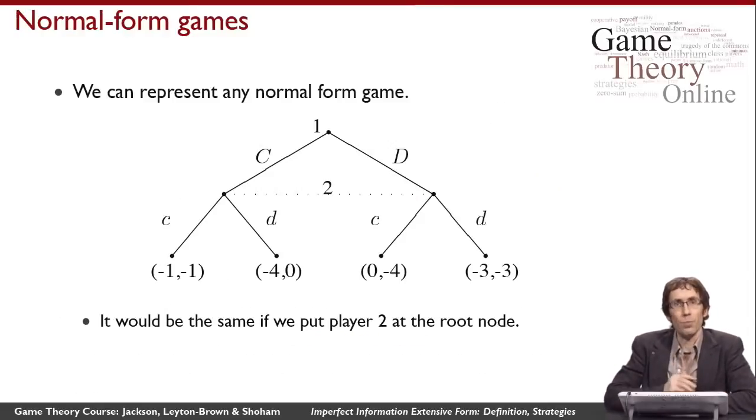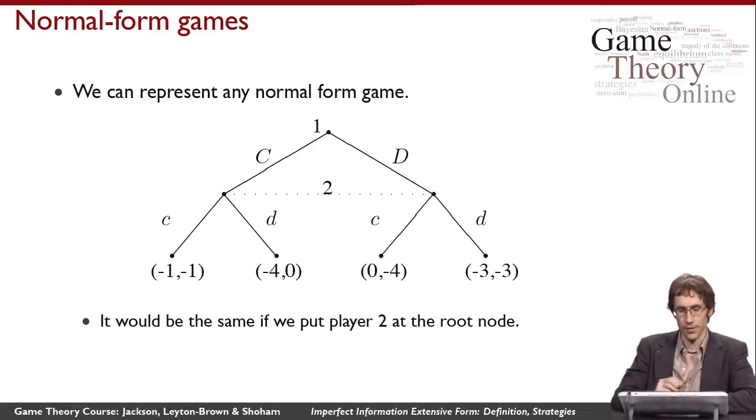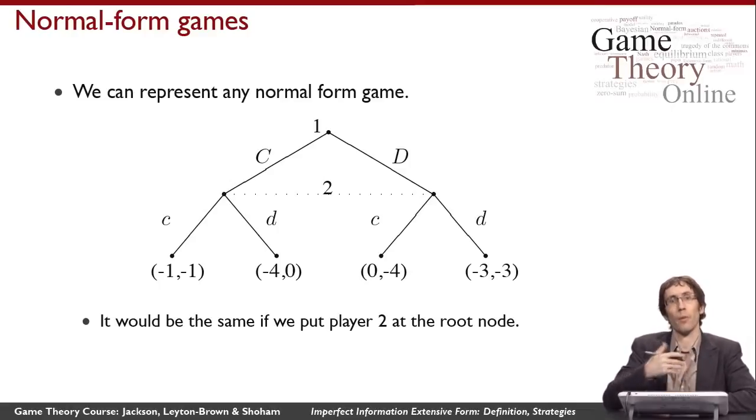So in the imperfect information normal form, we have a more powerful representation than we did in the perfect information case. One way we can see that is we can represent any normal form game in this representation, which you may recall we couldn't do with perfect information games. So here I'm showing you how to represent the TCP backoff game, or in other words, the prisoner's dilemma game, in imperfect information extensive form.